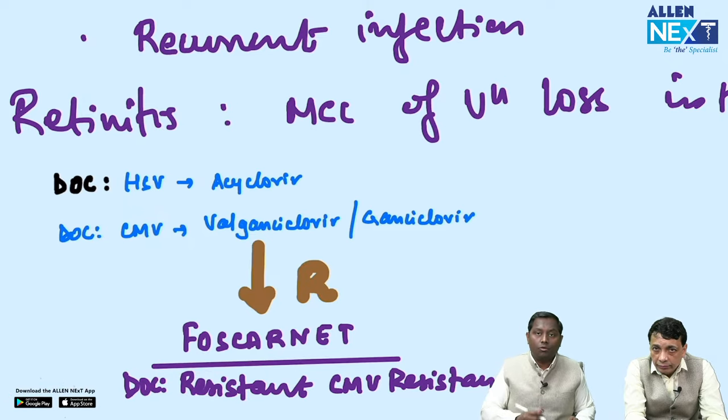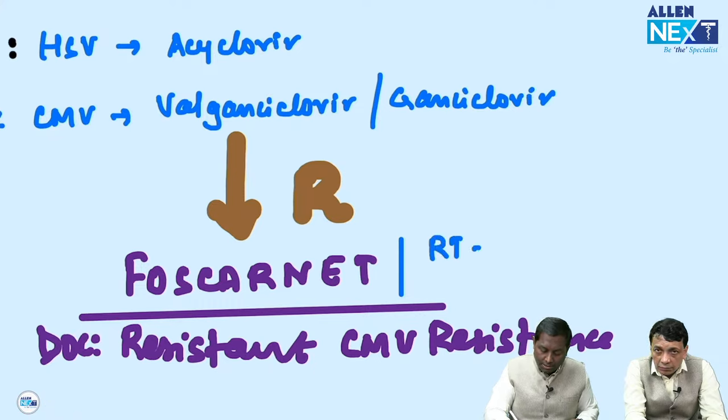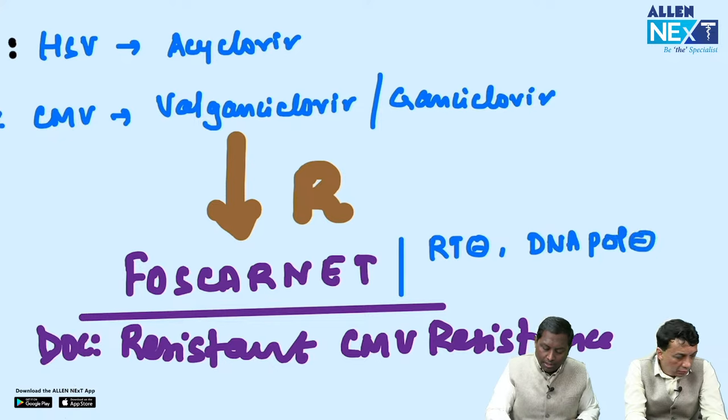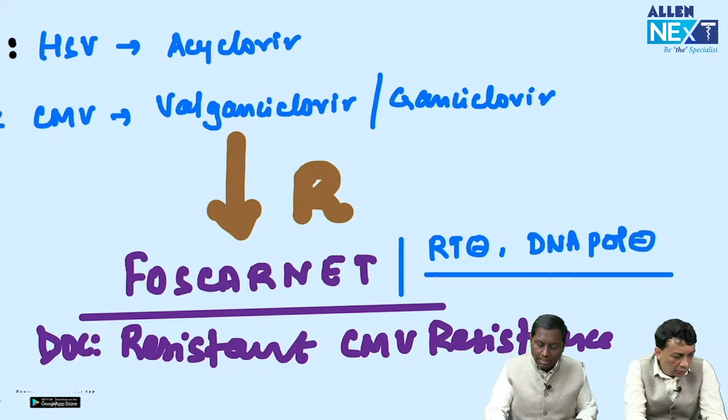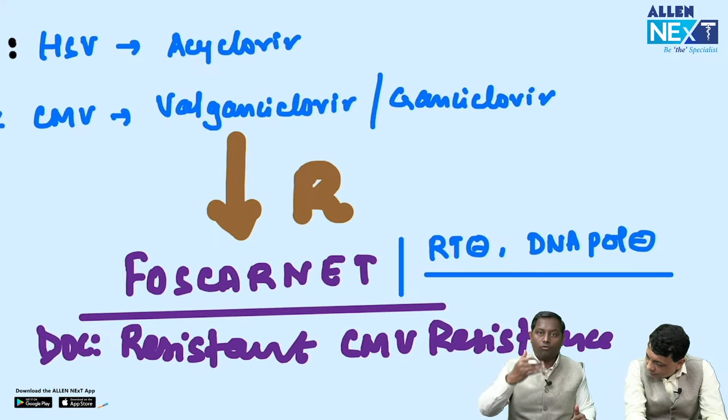And how does foscarnet work, if we just quickly take it? It has multiple mechanisms of action, one of which is reverse transcriptase inhibition. It is also a DNA polymerase inhibitor. And one more thing we know is that it is itself active. It does not require phosphorylation. That is a very important thing. In the previous question, I was discussing that acyclovir, when we give it, will be converted to monophosphate, diphosphate, triphosphate, which will be incorporated in the DNA, and then they are going to inhibit DNA polymerase.